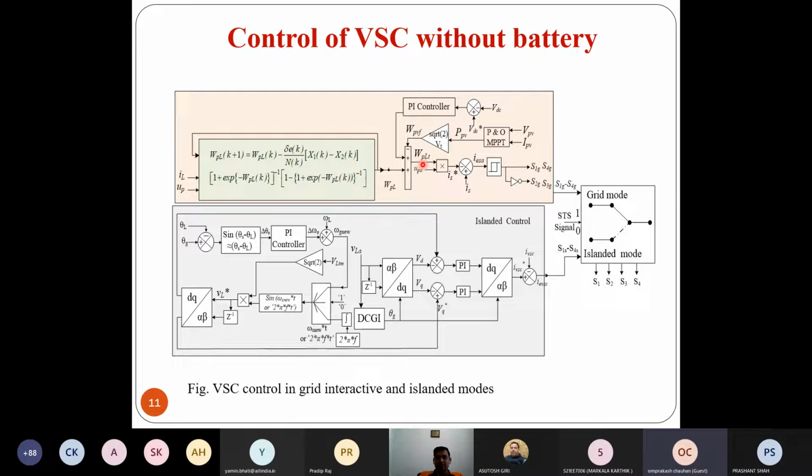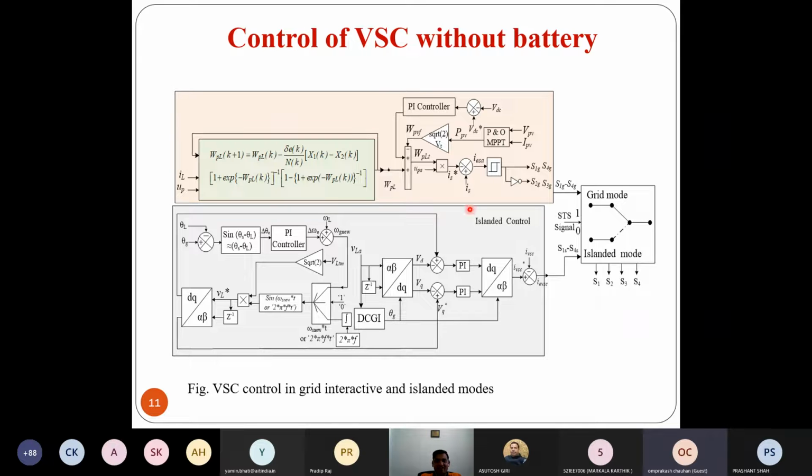This net active component is multiplied with the unit template to get the reference grid current. This reference grid current is compared with the sensed grid current to get the error. This error is fed to the hysteresis controller to get the switching of this VSC in current control mode. And remember, in grid connected mode, we have well established voltage and frequency. The grid frequency and grid voltage are fixed, so we have a well established 230 volt, 50 hertz single phase grid.